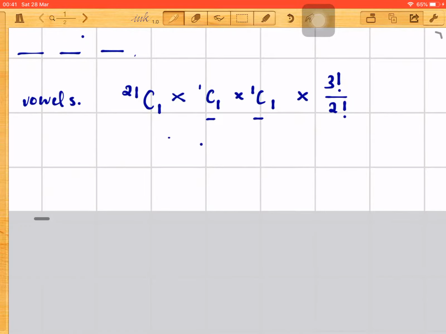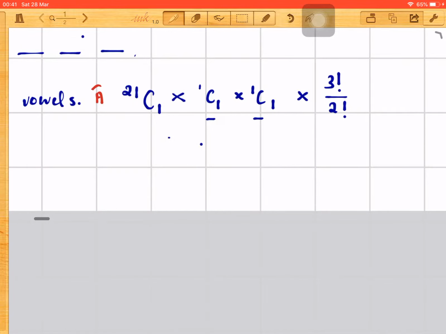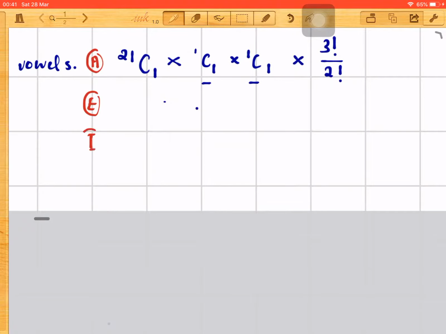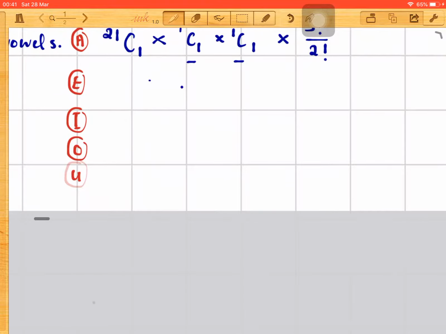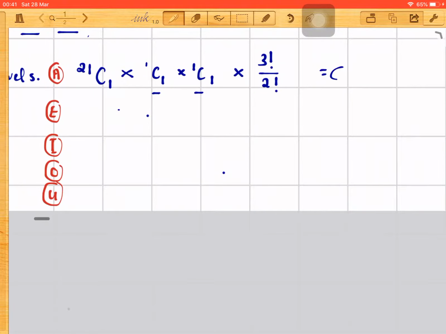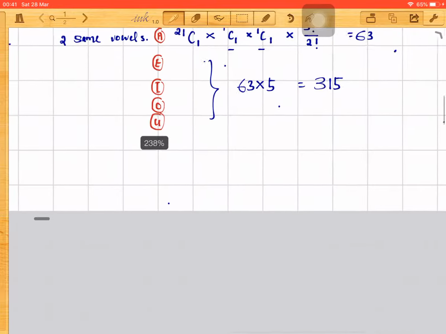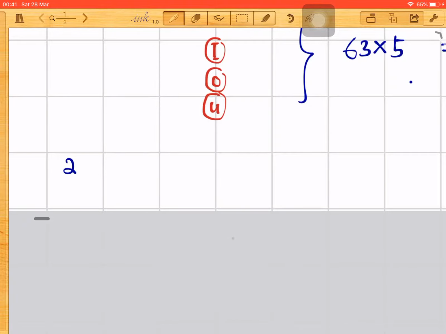Okay, this is the case for alphabet A. So you have to do it for E, and then for I, O, and U. In other words, I will just do this answer is 63, and for all of these I'm going to do 63 times 5. I'll get 315. This is just for the case where the two vowels are the same. So what if the two vowels are different?